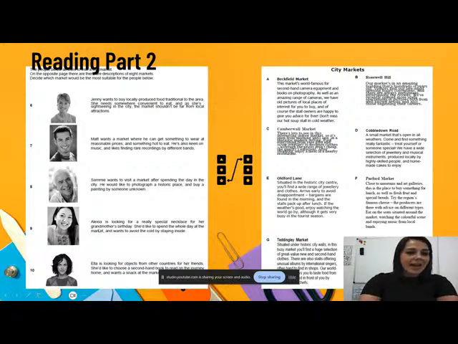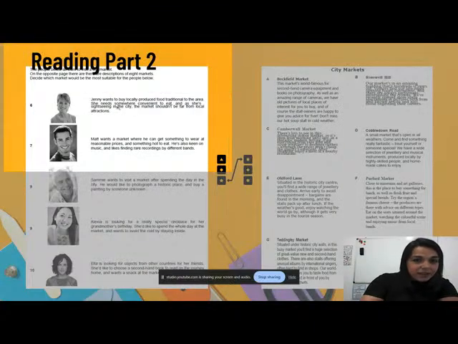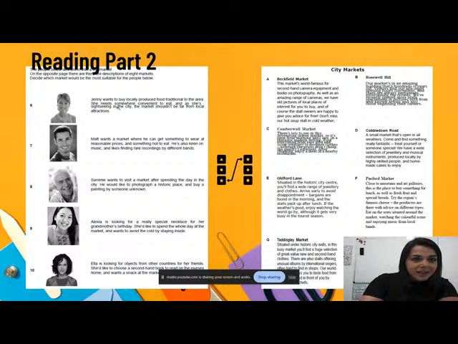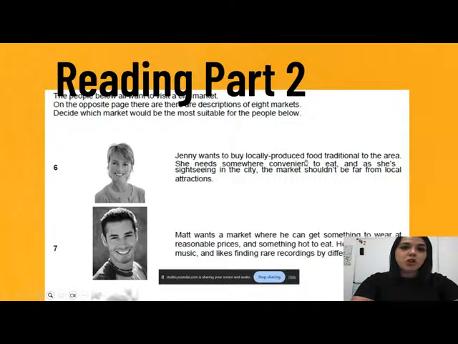So let's have a look at just one of these people. I'm going to make this a little bit bigger if possible. Let's try this. Okay, we're going to focus on Jenny. Let's have a little look at Jenny. So Jenny wants to buy locally produced traditional food to the area. She needs somewhere convenient to eat, and as she's sightseeing in the city, the market shouldn't be far from local attractions.